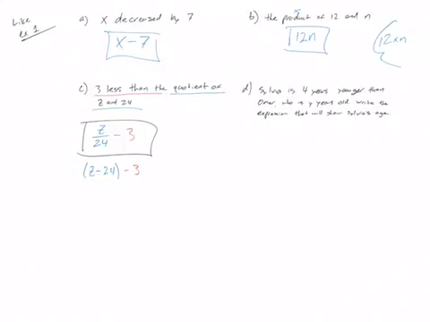Part D says Sylvia is 4 years younger than Omar, who is y years old. Write an expression that will show Sylvia's age. So if Omar is y years old, Sylvia is 4 years younger, which means it must be 4 less than Omar. So then we're going to write Omar's age less 4, or decreased by 4, which would give you Sylvia's age.